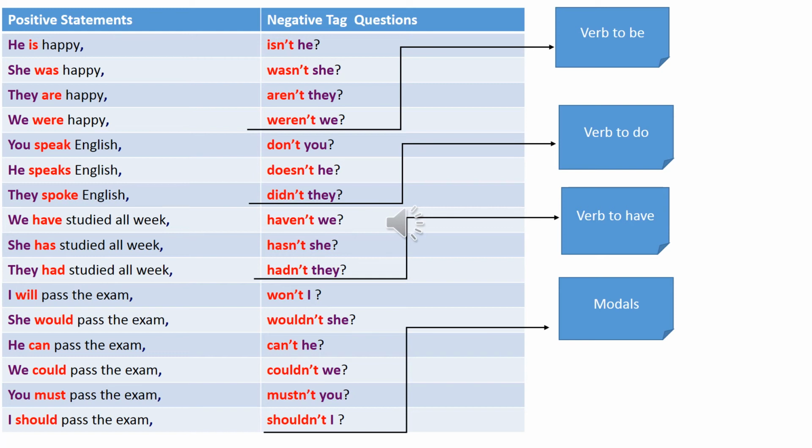And we know that have, negative haven't; has, negative hasn't; and had, negative hadn't. These are members from the family verb to have. Again, okay, let's continue.